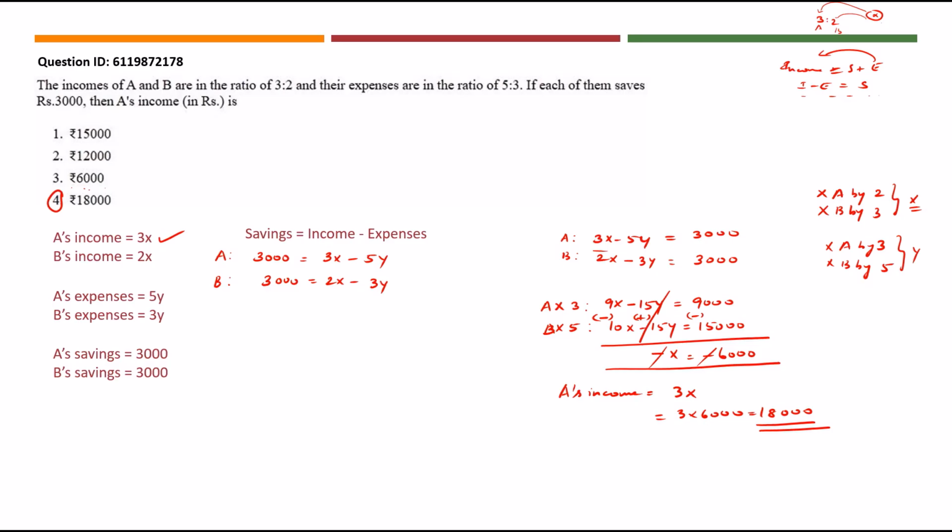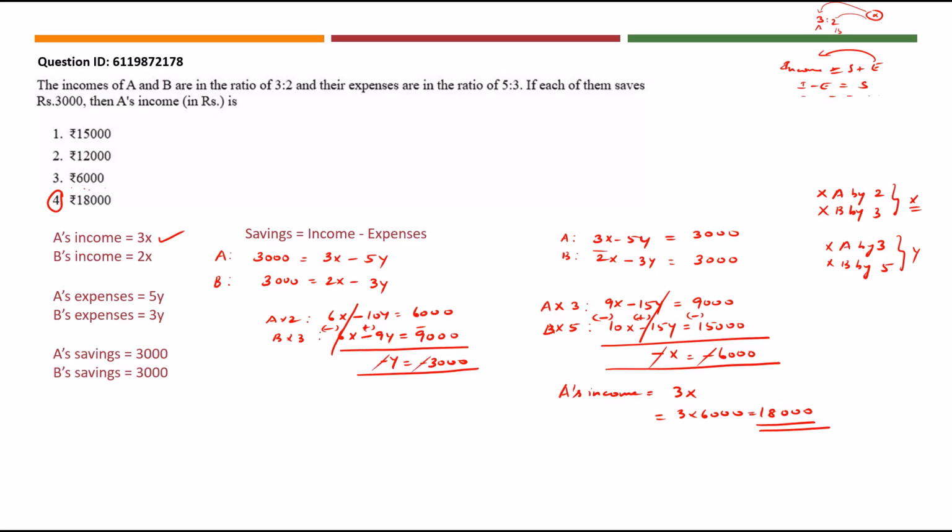So I told there is another way to cancel x term and do with y. So let's do that part also. A into 2 will give you 6x minus 10y, which is equal to 6000. Then B into 3 will give you 6x minus 9y, which is equal to 9000. Now we will change signs here. The x term will go away. Now we will have minus 10 plus y. This is minus y and this is minus 3000. Minus and minus will go.